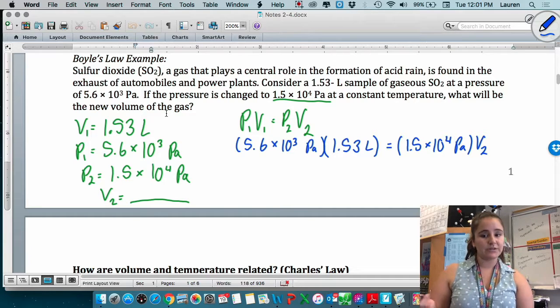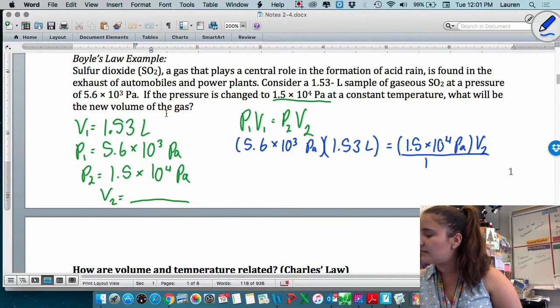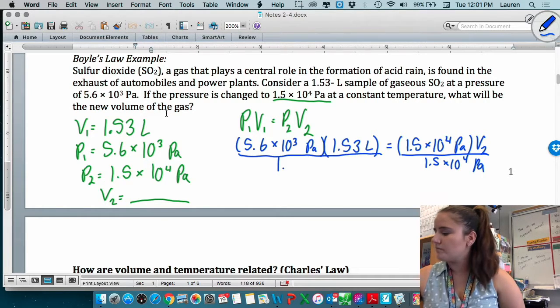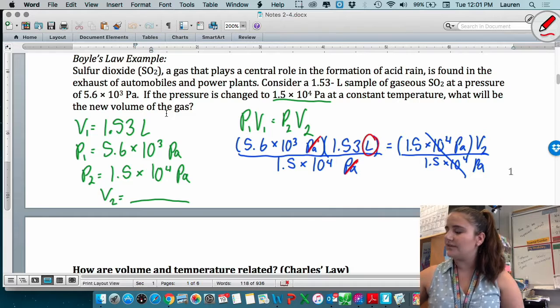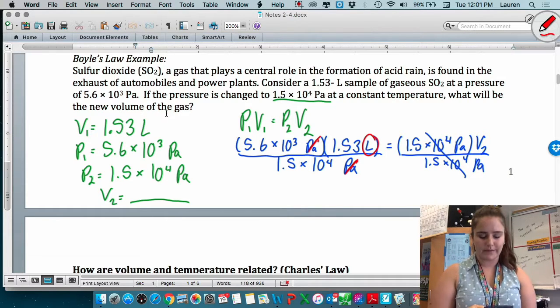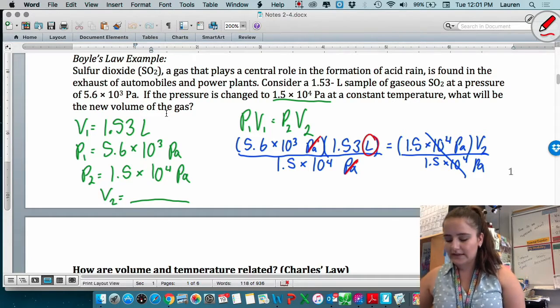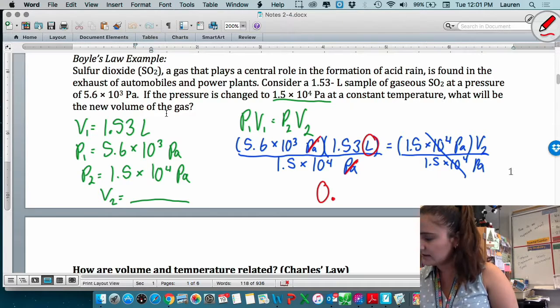In order to solve for V2, we divide both sides by 1.5 times 10 to the fourth. That'll cancel out there. The pascal units cancel out with the pascal units. The units we're left with are liters, which is cool because that's a volume. That's what we're looking for. Plug it into your calculator: times 1.53 divided by 1.5 times 10 to the fourth, and you get 0.571 liters.